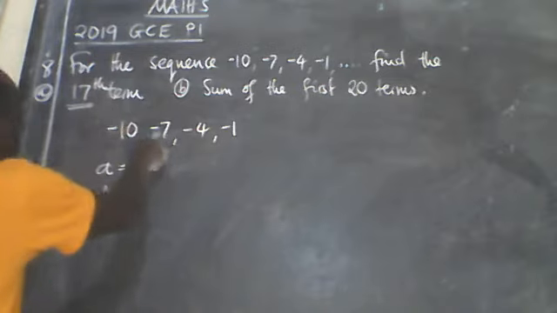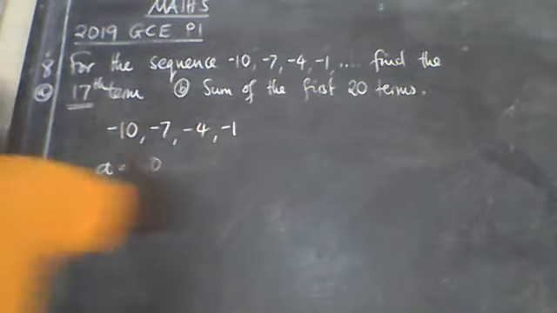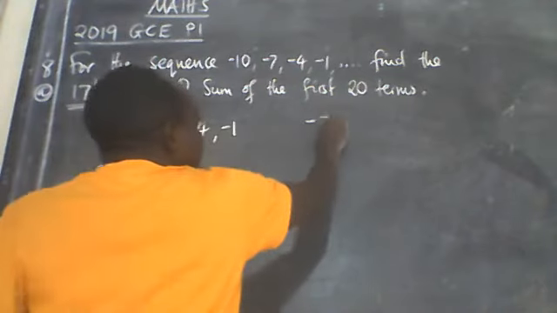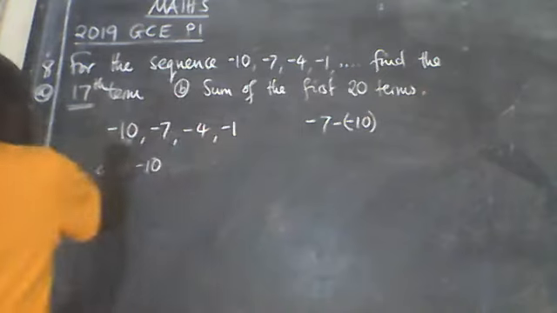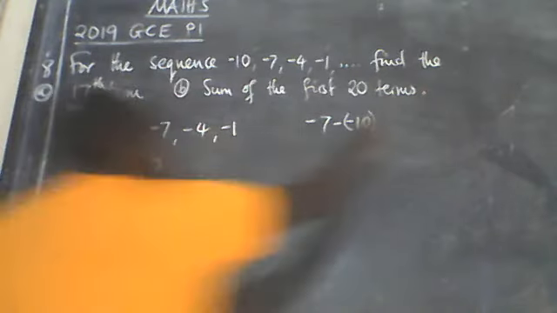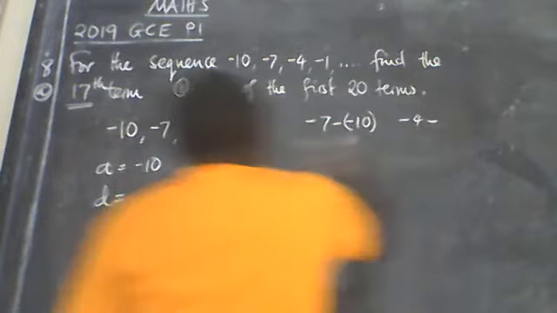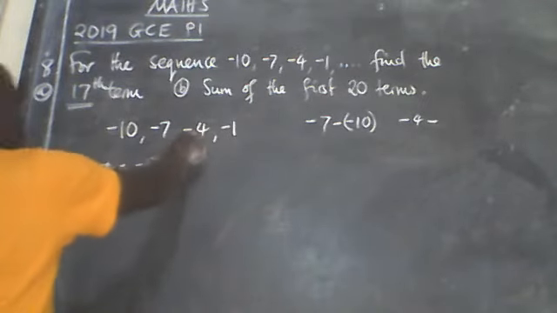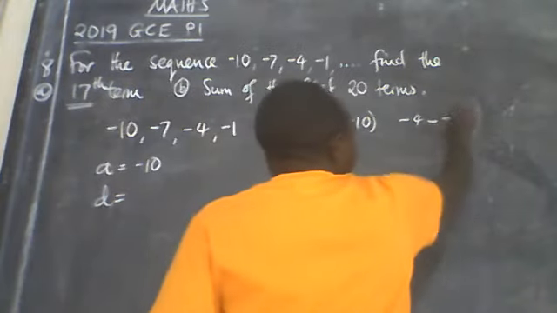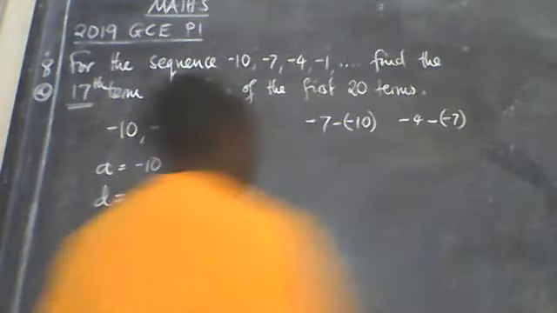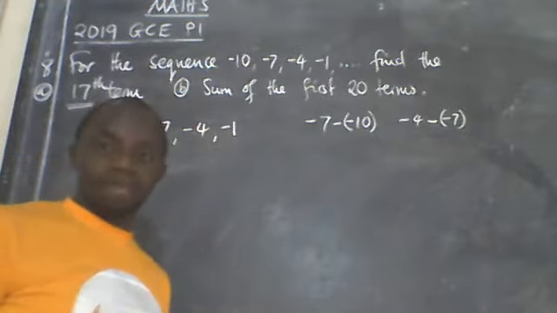So we can say now negative 7 take away negative 10. Write it somewhere: negative 7 take away negative 10. This should be the same answer as when I say negative 4 take away, always take away this side, negative 7. The answers here must be the same. Then I'll be able to conclude that this is an AP.